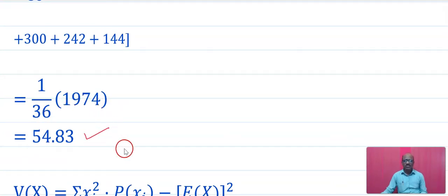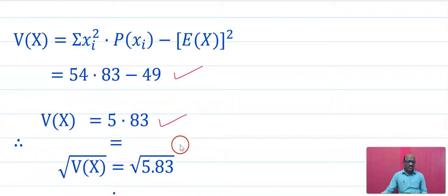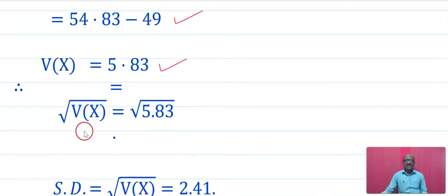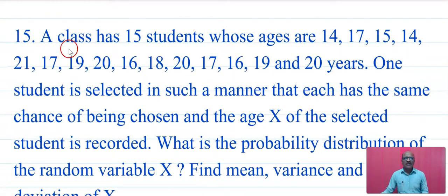Overall, if you take 1 by 36 common, then you will get 1974, and overall you will get 54.83. Hence the variance of X is the summation of x_i square into p(x_i) minus (E(X)) square. In this case you will get 54.83 minus 49, and hence the variance of X is 5.83, and hence its SD, that is the root of Var(X) is the root of 5.83. Therefore, SD is equal to 2.41.